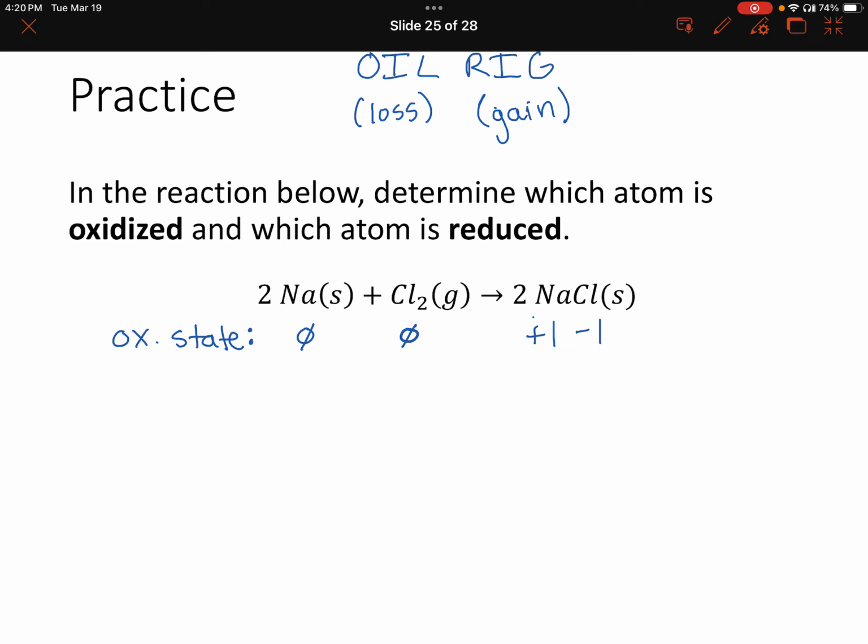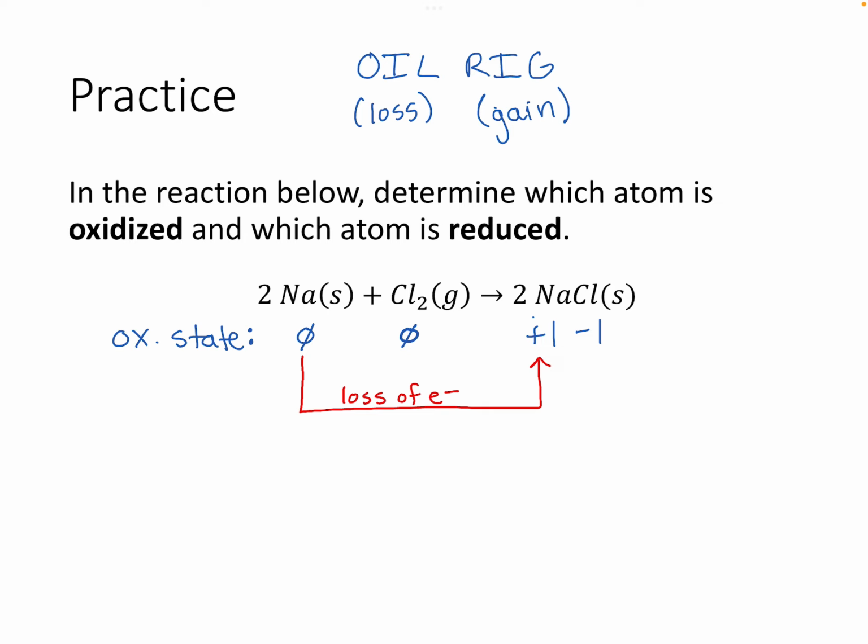All right, so now we're going to compare. So let's compare sodium in the reactants to sodium in the products. So we went from 0 to +1. So does that mean that sodium gained electrons or lost electrons? It lost electrons. So we just said that sodium's in group 1. It has 1 valence electron, and it can lose that 1 valence electron. So it lost electrons. And according to our acronym up above, if you lose electrons, that is oxidation.